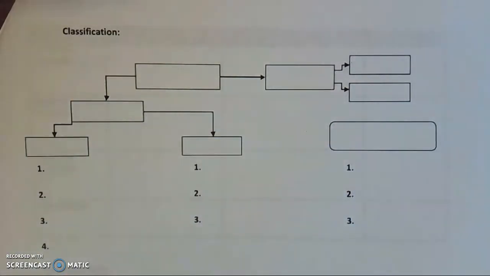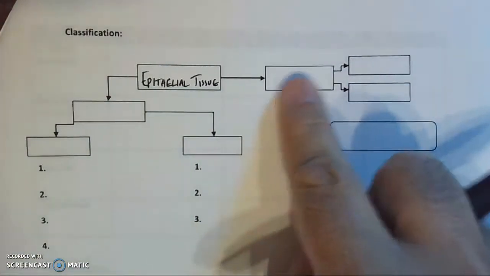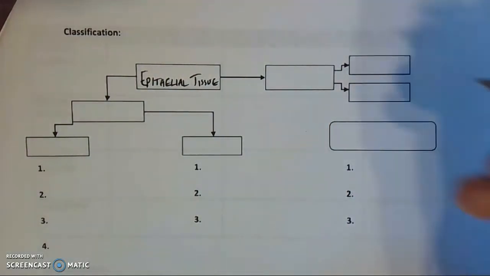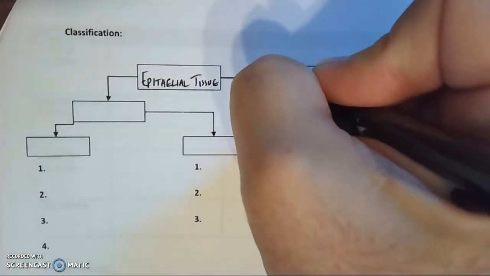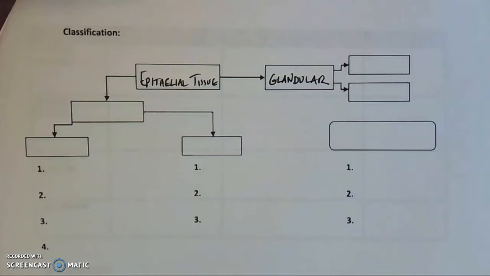So this little scheme up here, flow chart, is going to separate our different types of epithelial tissue and discuss where some of the classification comes from. So we're going to start here with epithelial tissue. And we're going to take this side over here first. So we're going to look at the first type, which is glandular. And there's actually two different ways that we are going to classify this.